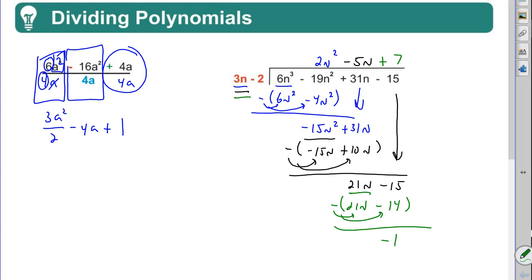And remember how I showed you to do a remainder. Now, sometimes you won't get a remainder and you're done. But if you do, I taught you to use the negative out in front of the number. And then the remainder is the numerator, and the denominator is the divisor, 3n minus 2. So we ended up with 2n squared minus 5n plus 7 minus 1 over 3n minus 2. Okay? Long division. Hey, that's it.